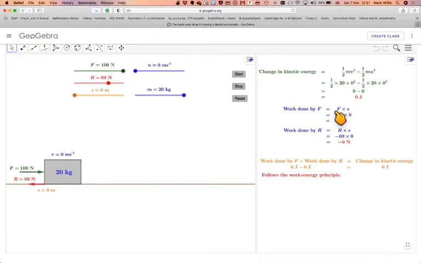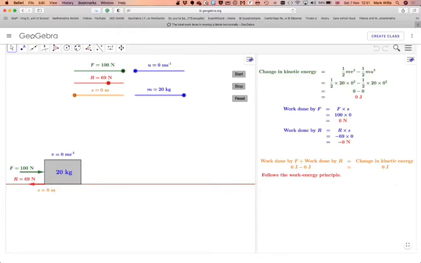The work done is the force times the distance s. Okay, so at the moment it hasn't gone anywhere. It's 100 times 0, which is 0 newtons. And then the work done by R is minus 69 because that force is going in the opposite direction, times 0, and that's going to be equal to minus 0 newtons at the moment. So the work done by F plus the work done by R, so at the moment it's 0 minus 0, which is 0, is going to be the change in kinetic energy, which is also 0 at the moment.